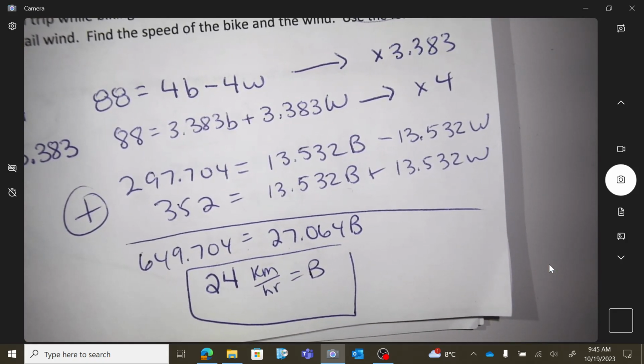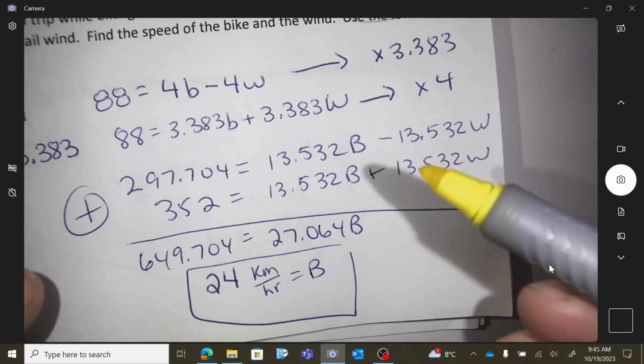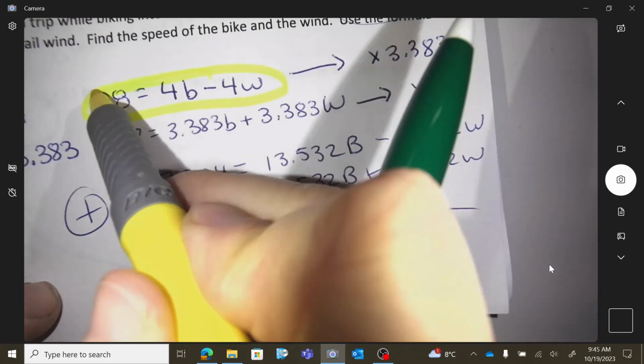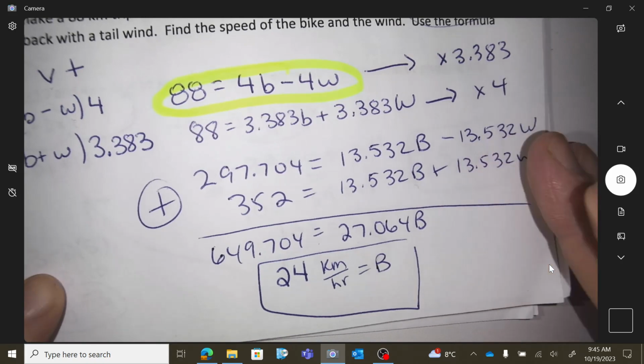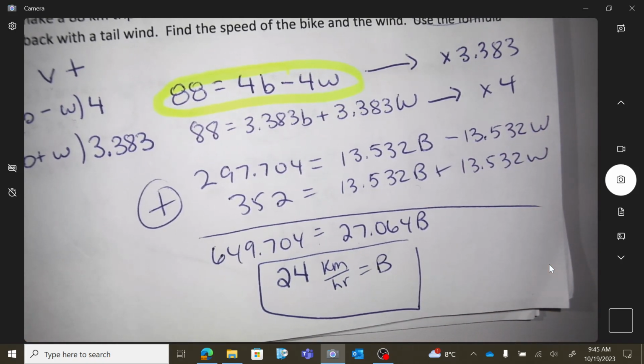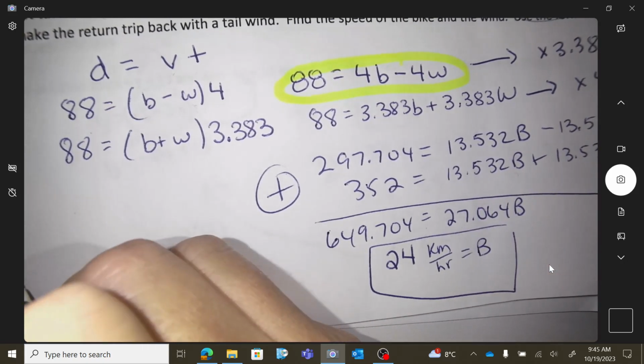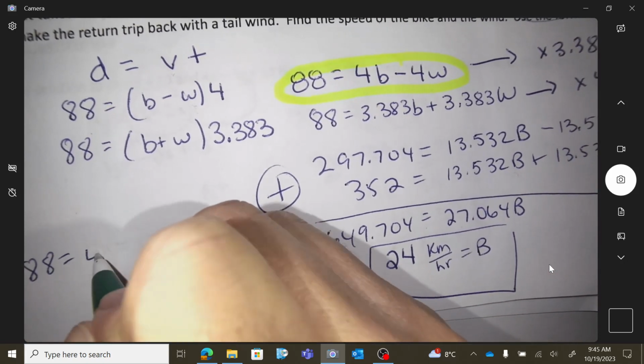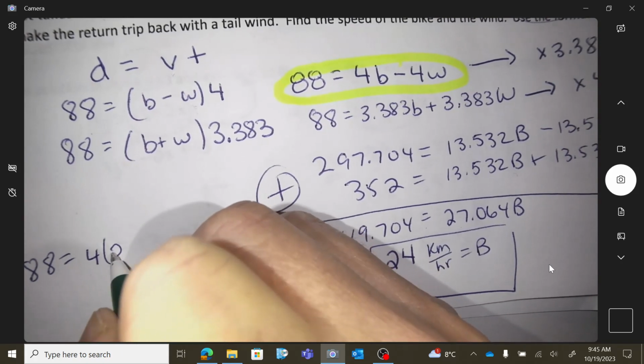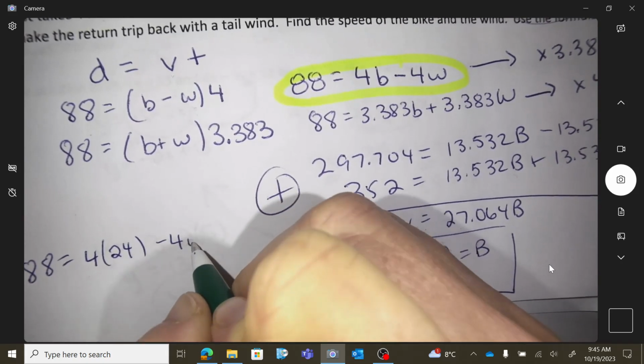Okay, so now we got to figure out the wind speed. Where's the best place to go? I'm going to say that's the best place to go. That looks like the easiest math right there. So 88 equals 4 of the 24s minus 4 W's.